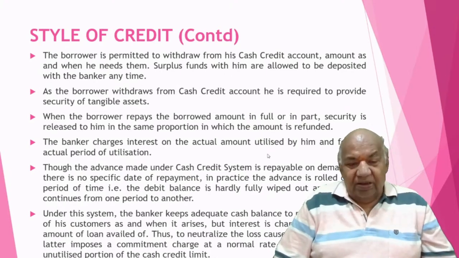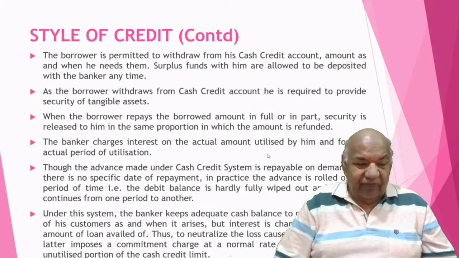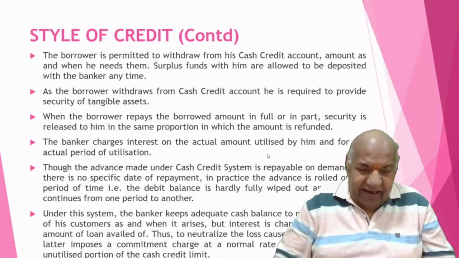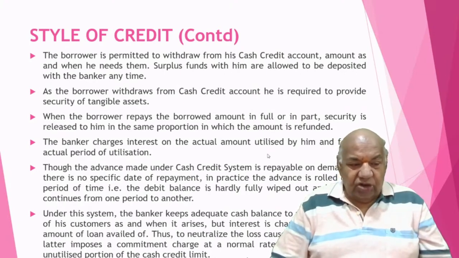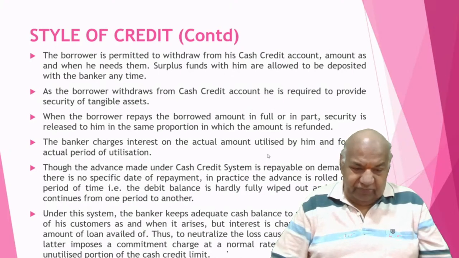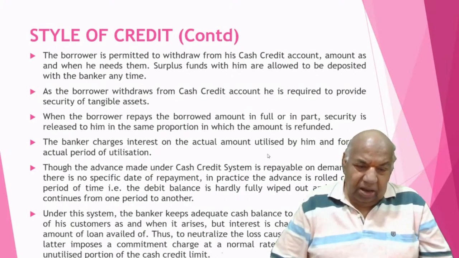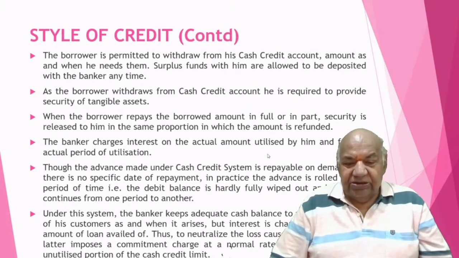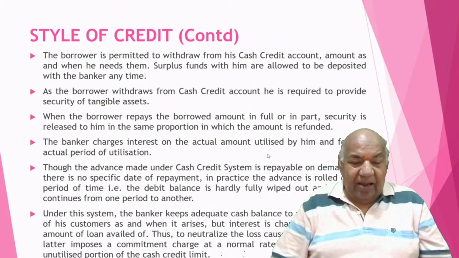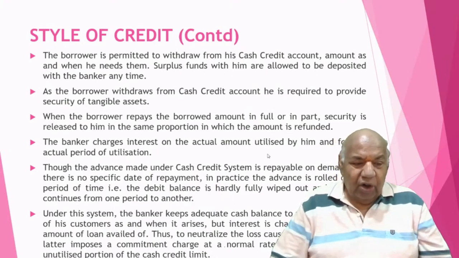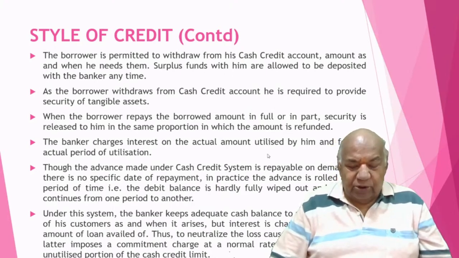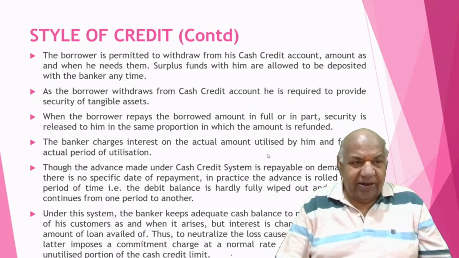Under this system, the banker keeps adequate cash balance to meet the demand of his customers as and when it arises. But interest is charged on the actual amount of loan availed of. Thus, to neutralize the loss caused to the banker, the latter imposes a commitment charge at a normal rate of 1% or so on the unutilized portion of the cash credit limit.